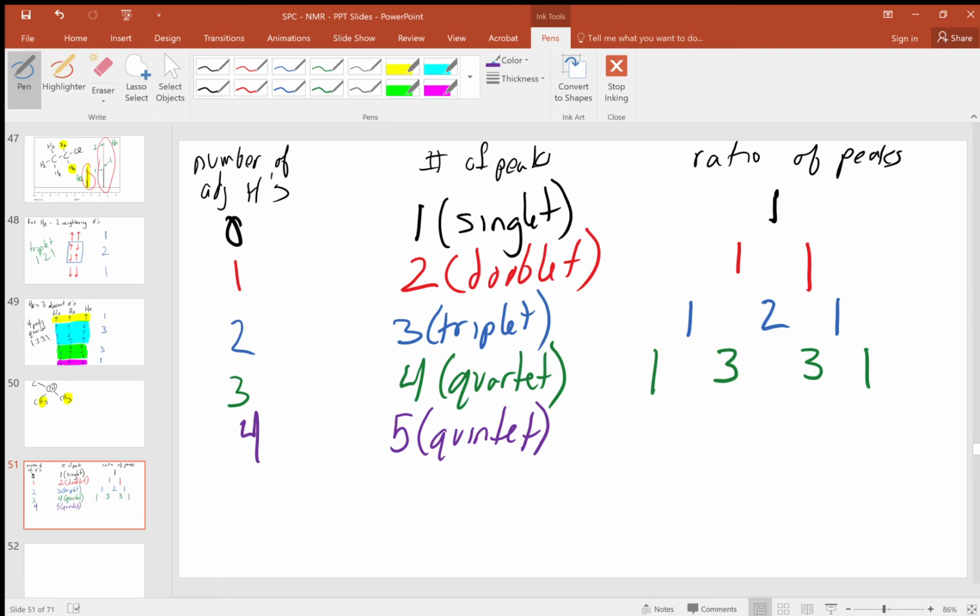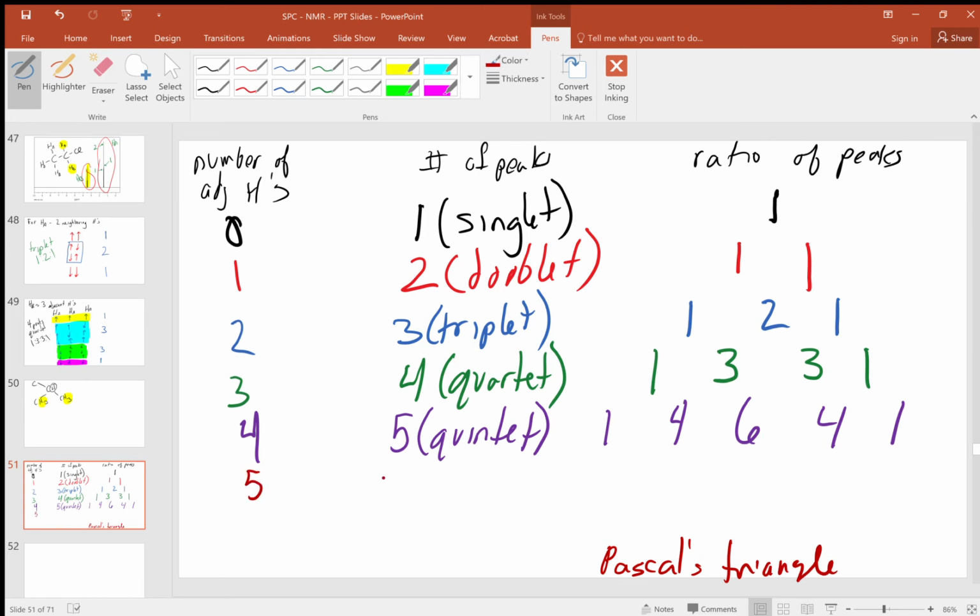And their ratio? 1 to 4 to 6 to 4 to 1. Where did that ratio come from? Well, you may have recognized this. This is one of those things that you probably saw in a math class a long time ago and wondered what the purpose of it was. But this is, of course, Pascal's triangle. And so we can keep going.